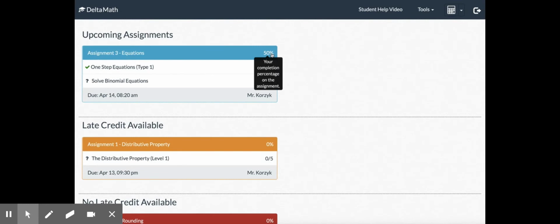Now, the reason our assignment grade, our completion percentage, is 50% is because we've completed 50% of the sections. So each section, regardless of the number of problems, is most likely worth an equal amount. Depends on how the teacher sets it. So this one problem will complete the second section, and I should get a 100% on my assignment.